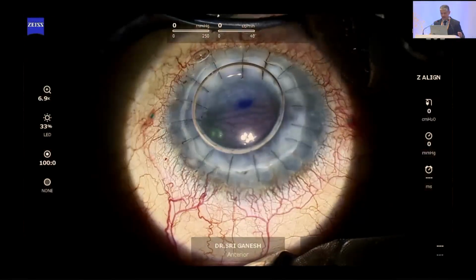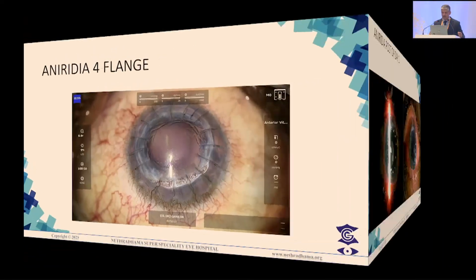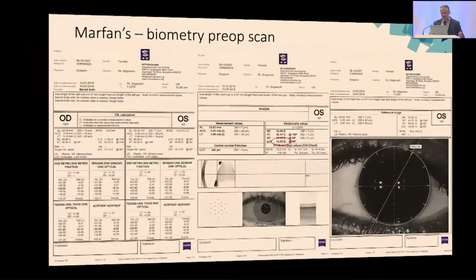And then the new graft was placed, and that is the end of the procedure. So I will show you the post-op pictures. This was how it was looking day one. So this is fixation of the aniridia lens combined with a corneal graft. And this patient did quite well.